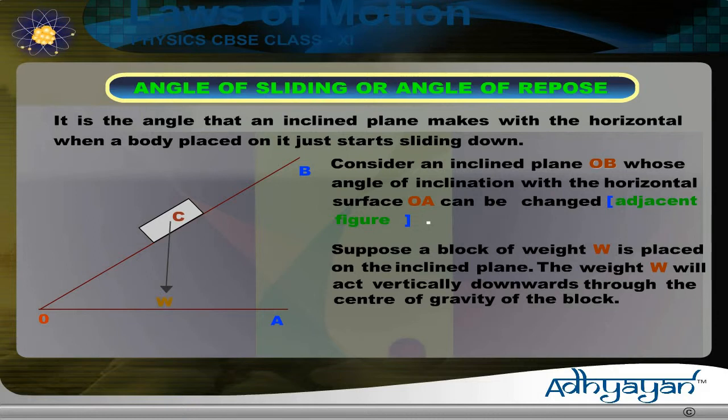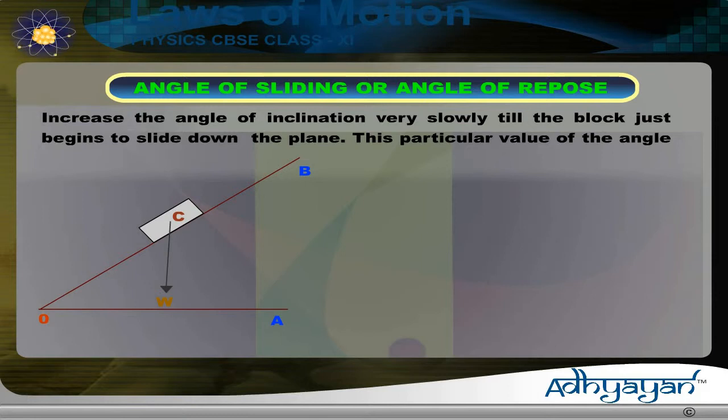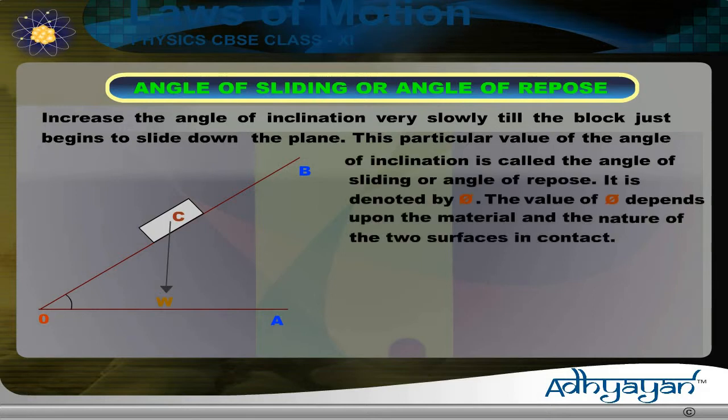The weight W will act vertically downwards through the center of gravity of the block. Increase the angle of inclination very slowly till the block just begins to slide down the plane. This particular value of the angle of inclination is called the angle of sliding or the angle of repose. It is denoted by phi. The value of phi depends upon the material and the nature of the two surfaces in contact.